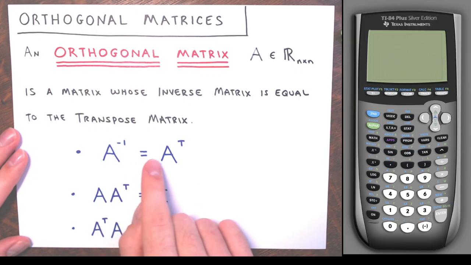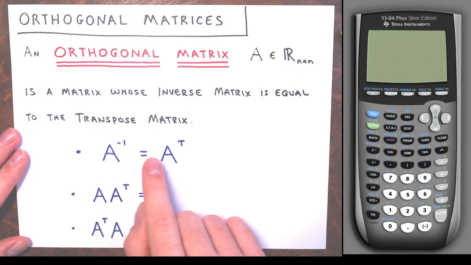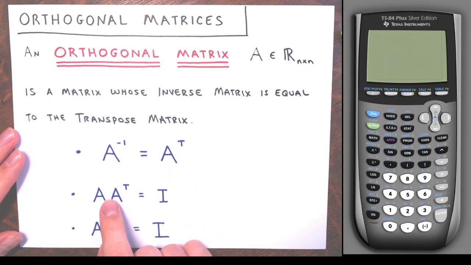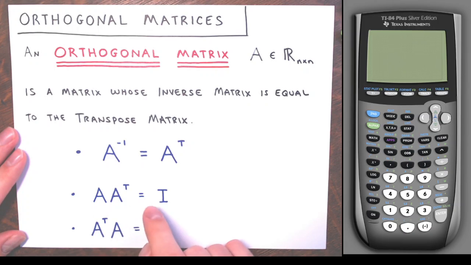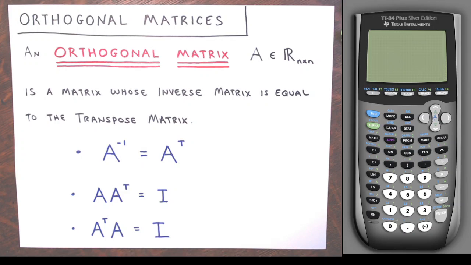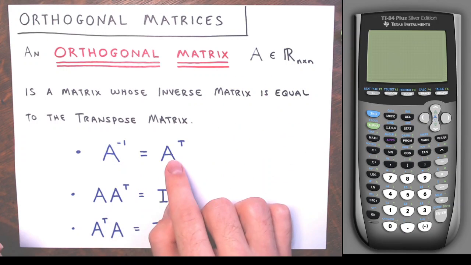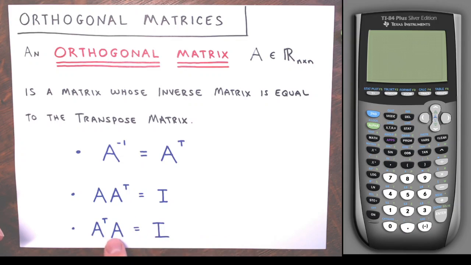So a way to verify whether the inverse of the matrix is equal to its transpose is to multiply the matrix by its transpose in either order, and you should get the identity matrix. Remember, that's what it means to be an inverse. When you multiply by an inverse in either order, you get the identity matrix back. So if the inverse of a matrix is its transpose, then if you multiply that matrix by its transpose on either side, you should get the identity matrix. So an orthogonal matrix is a matrix whose inverse is its transpose.